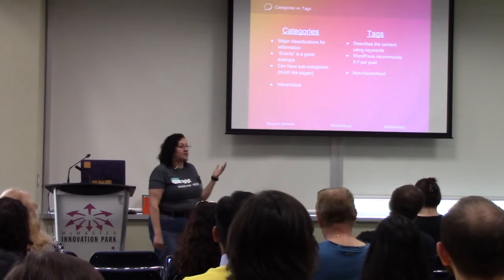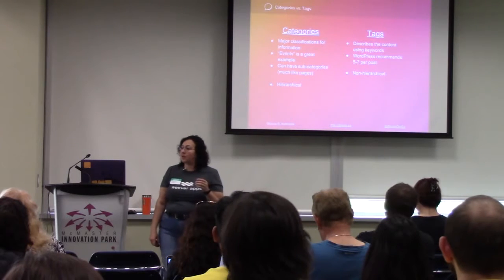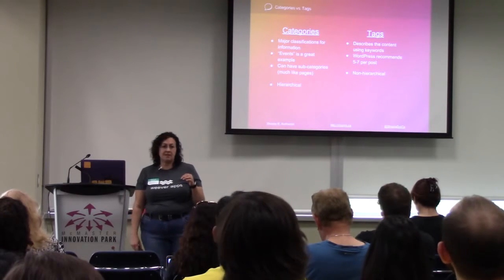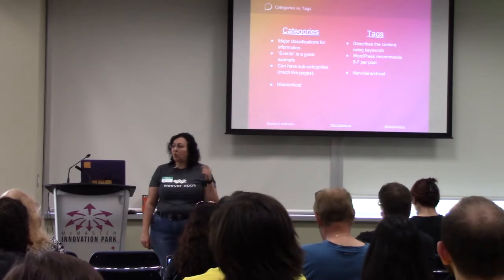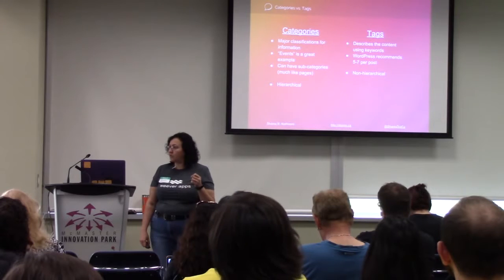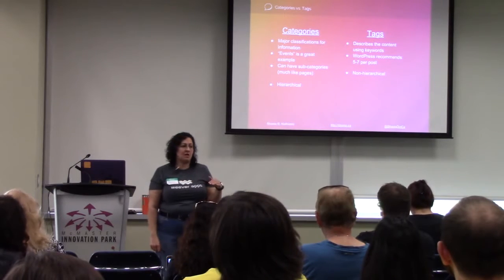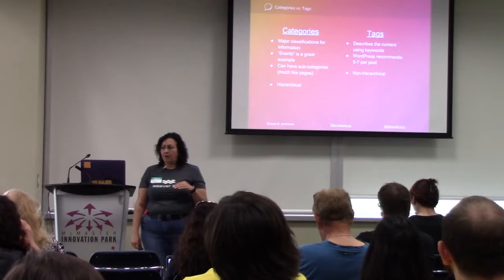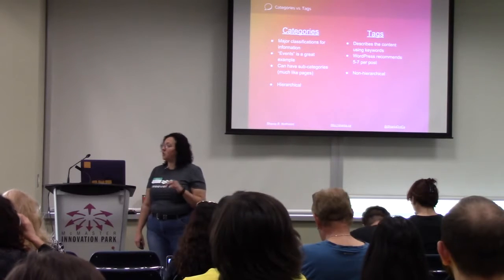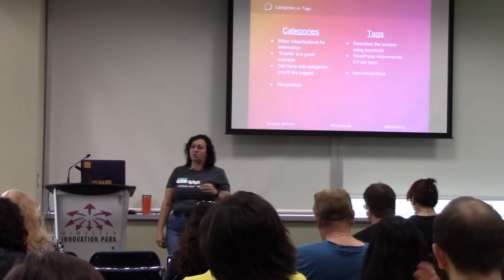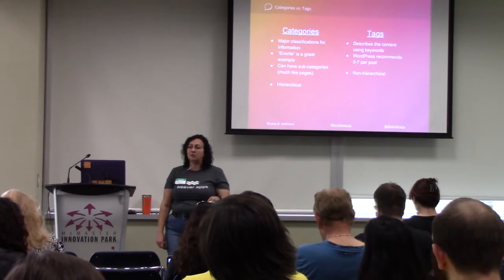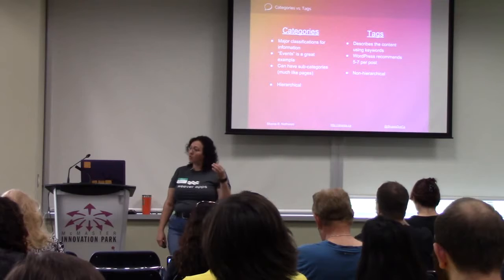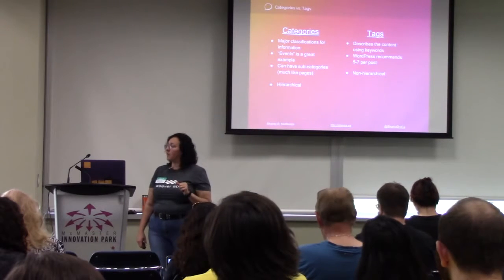Tags describe the content using keywords. WordPress typically recommends somewhere between 5 to 7 tags. Please do not put 30 tags on your posts. It actually works against you, okay? For those of you who don't know, I know very little about SEO, but that part I know, okay? It can actually work against you because they think that you're trying to game the system, and Google looks at it and goes, yeah, you don't know what you're doing. And they actually rank you lower. That much I know, okay? So as I said, WordPress usually recommends about 5 to 7.